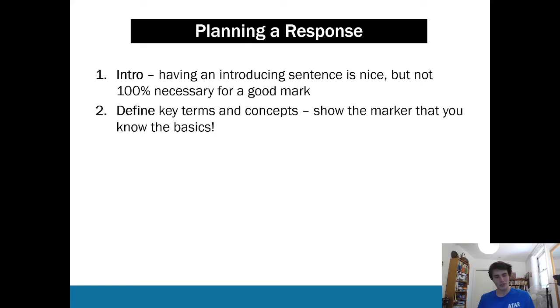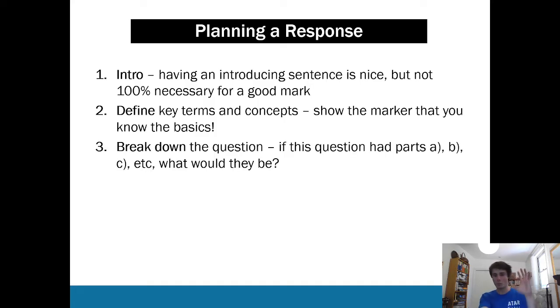Another thing you can do, and you can do this as part of the introduction, is make sure that if there are key words, key terms and key concepts that you're going to be using, both concepts that have been mentioned in the question and concepts that you've got in your response, you define all of them. You show the marker that yes, I actually understand what I'm talking about. Like I know what I'm dealing with, because this is what I'm dealing with here.